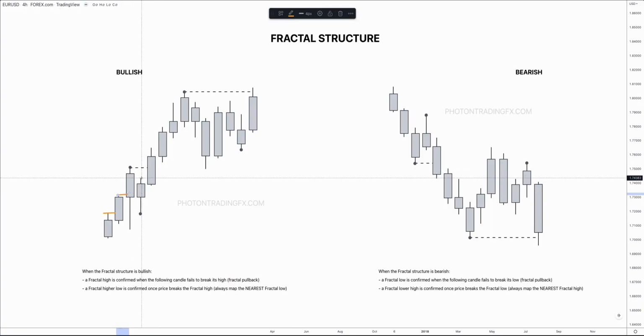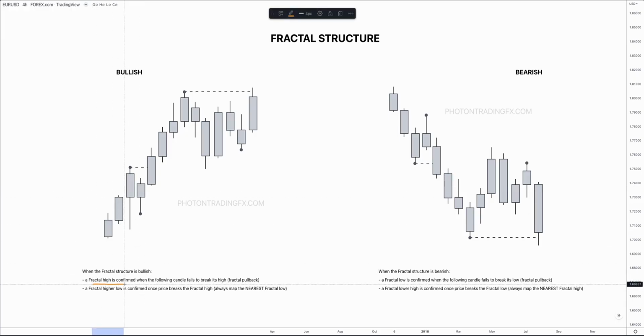Only once we get this pullback here, where this candle fails to break the previous candle's high, that's when the fractal pullback has started, and then we can mark out and draw across that this is the current active fractal high, right? And the low would be somewhere down here, but I haven't got it drawn on in this case, okay? And that's how we do it.